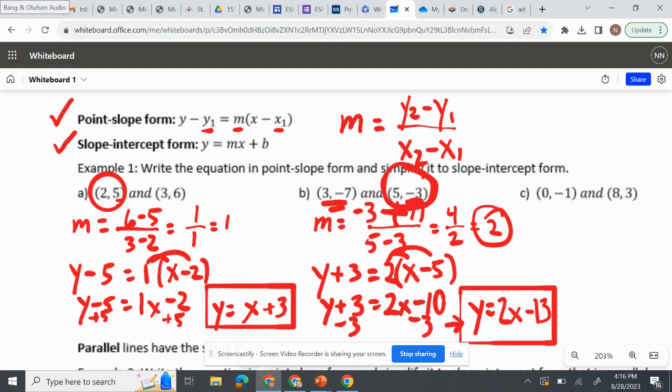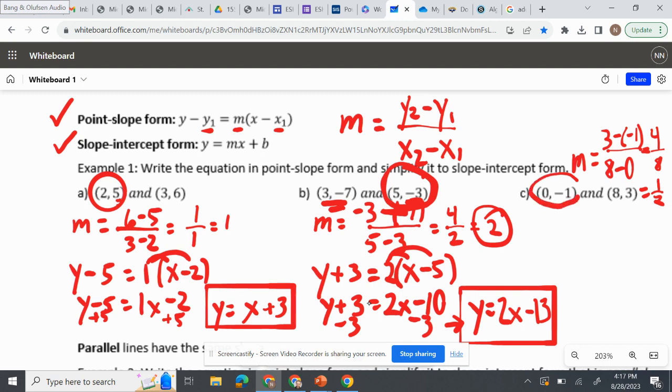Now, for letter C, what we're going to do is the same thing. First, we're going to find the slope. So m equals 3 minus a negative 1 over, and then it would be 8 minus 0. That would be 4 over 8, which is 1/2.